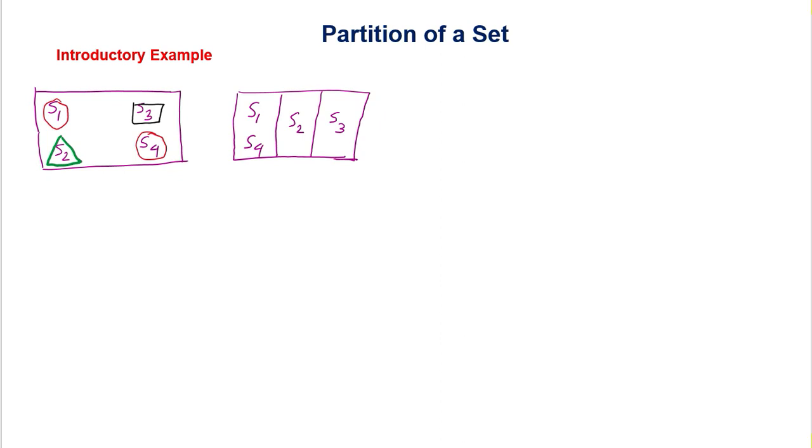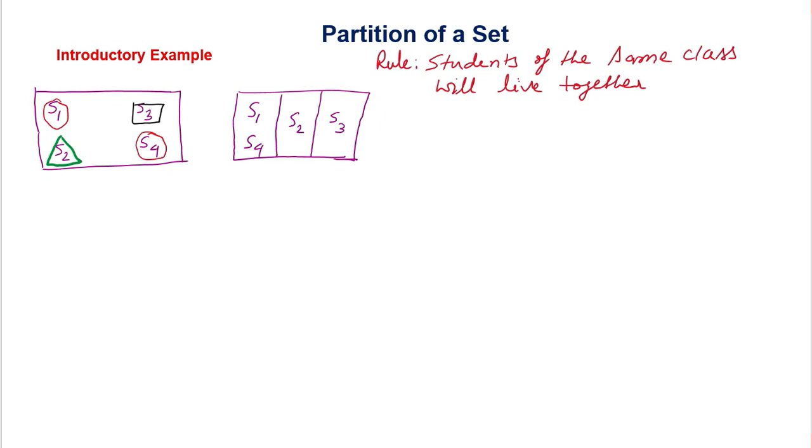In fact, how could we achieve it? Firstly, we accepted a rule that students of the same class will live together. So, we have a rule that students of the same class will live together, and this is the rule which we put here. This rule facilitated to create a partition of the room.